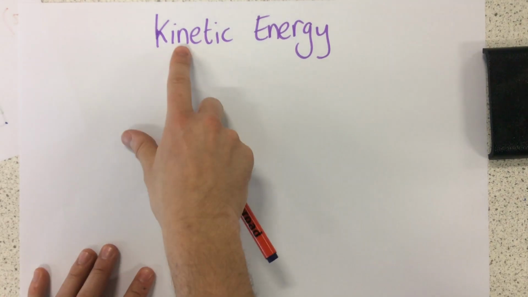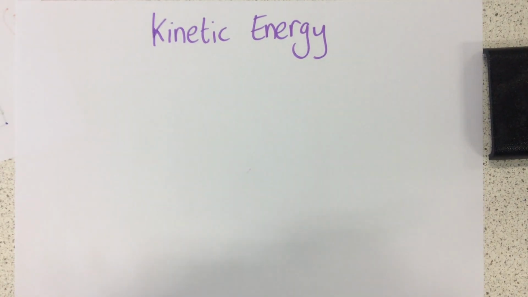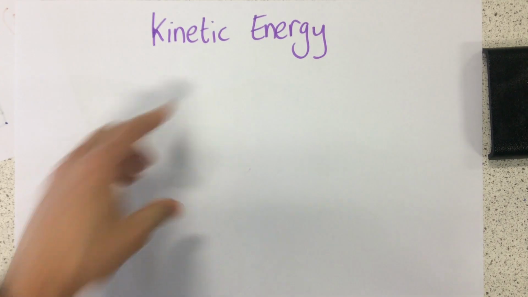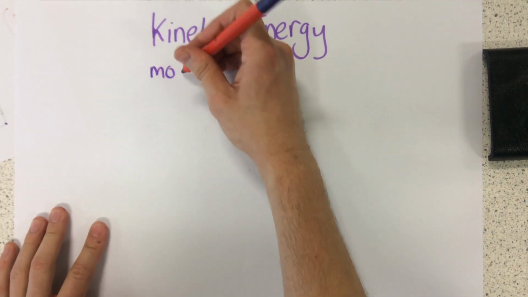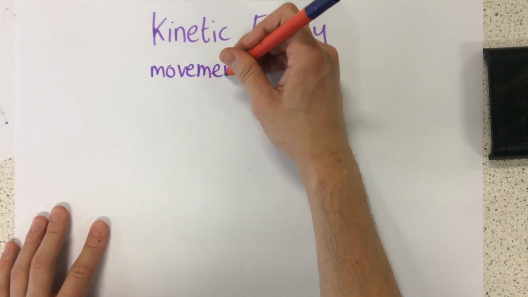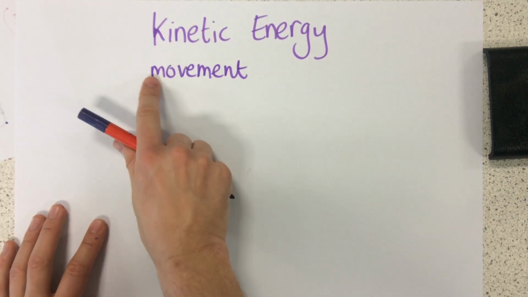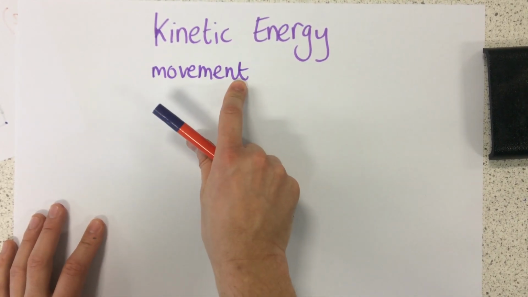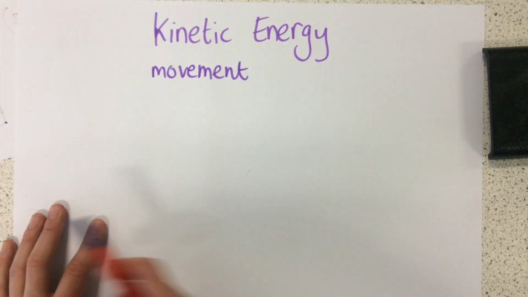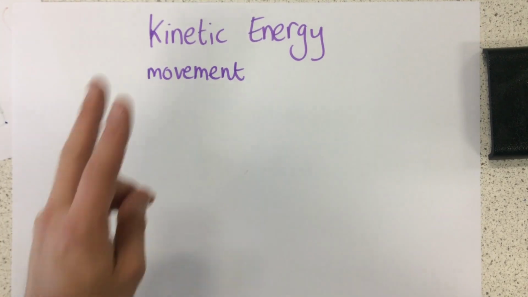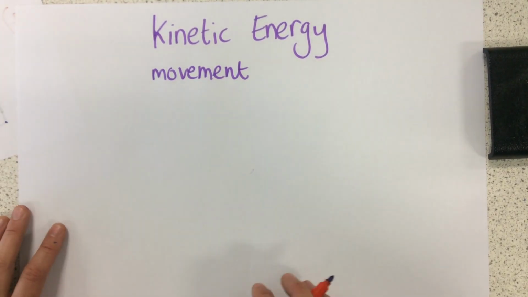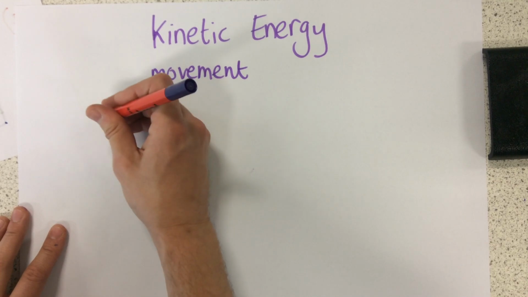Okay, today I'm going to talk to you about kinetic energy. Whenever we talk about kinetic energy, the first thing we always think of is movement. Because essentially what kinetic energy is, is how much energy a moving object has, how much energy is stored within a moving object. So there's two different things that can kind of influence the amount of kinetic energy an object has.